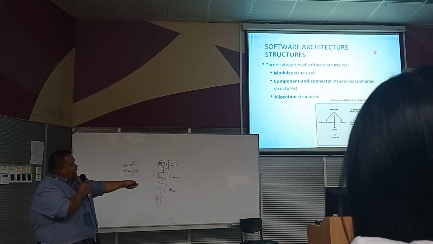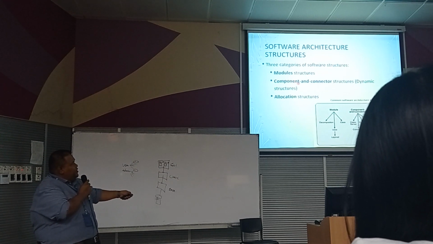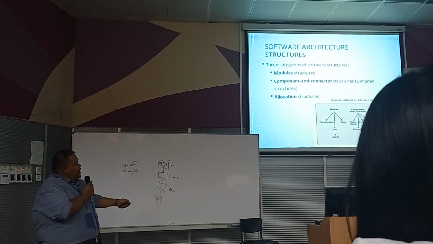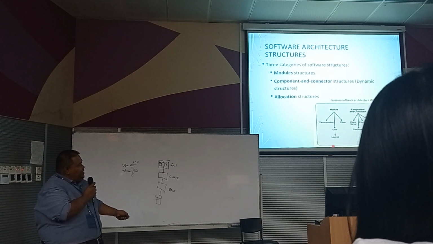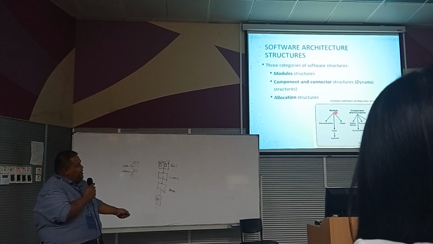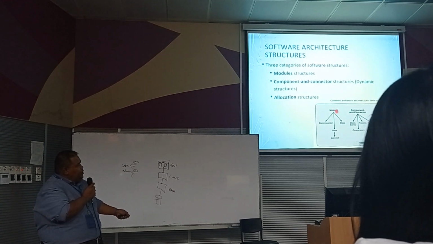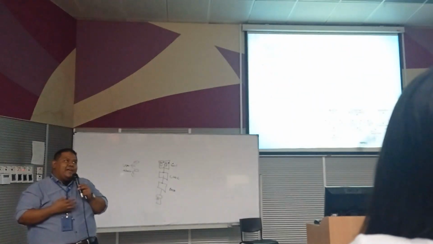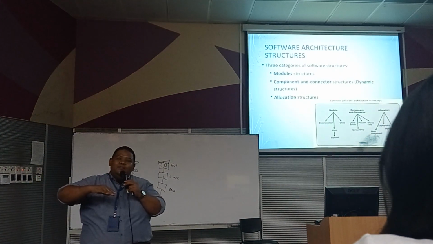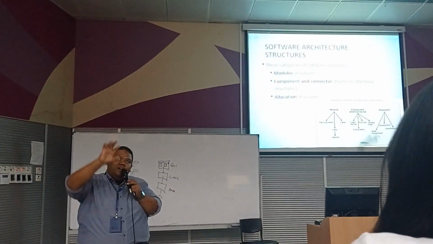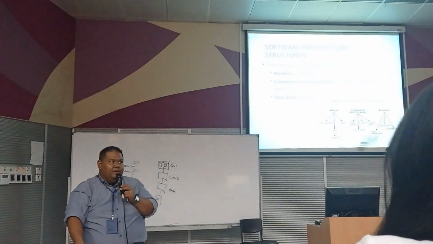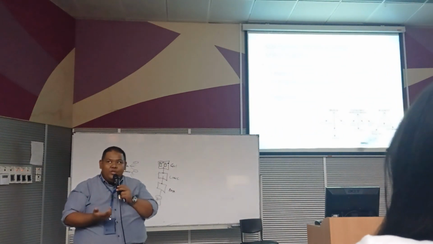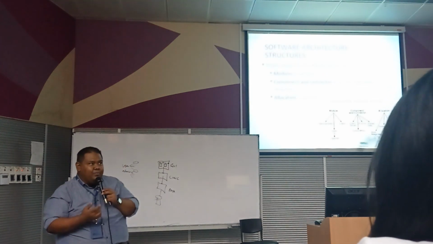Then there's another structure called component and connector structure, and another one called allocation structure. So this is the diagram. From module, we decompose the module into a few more elements. You can decompose into class, or into layer. For example, instead of arranging my classes in this manner, I arrange my classes from top to bottom. That is called layer module.